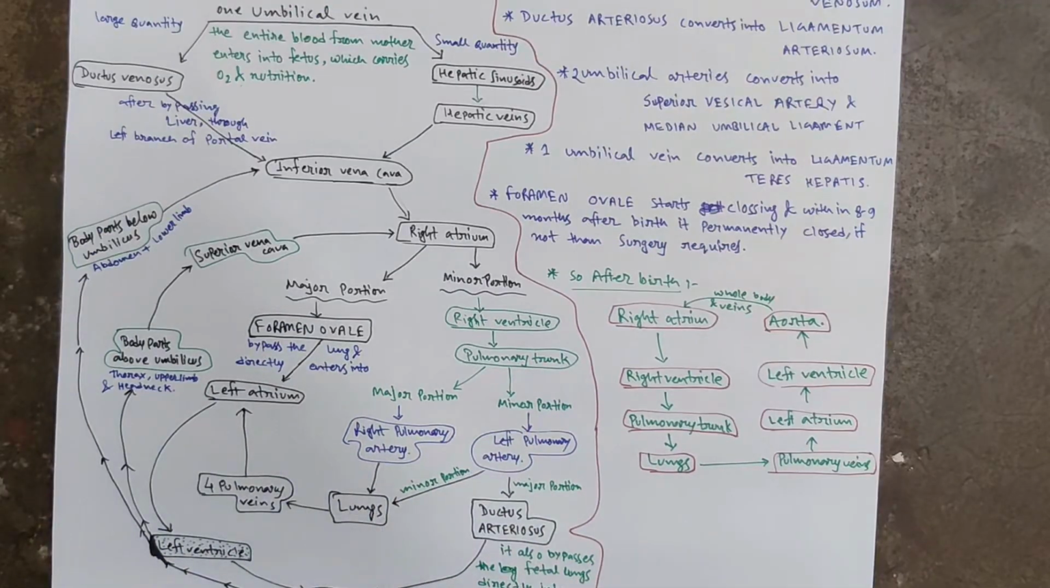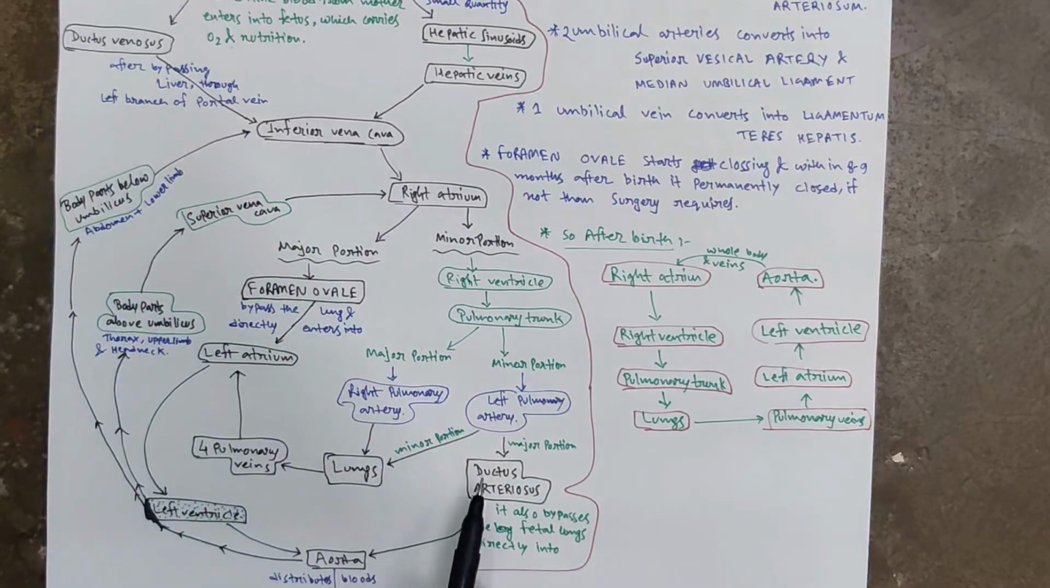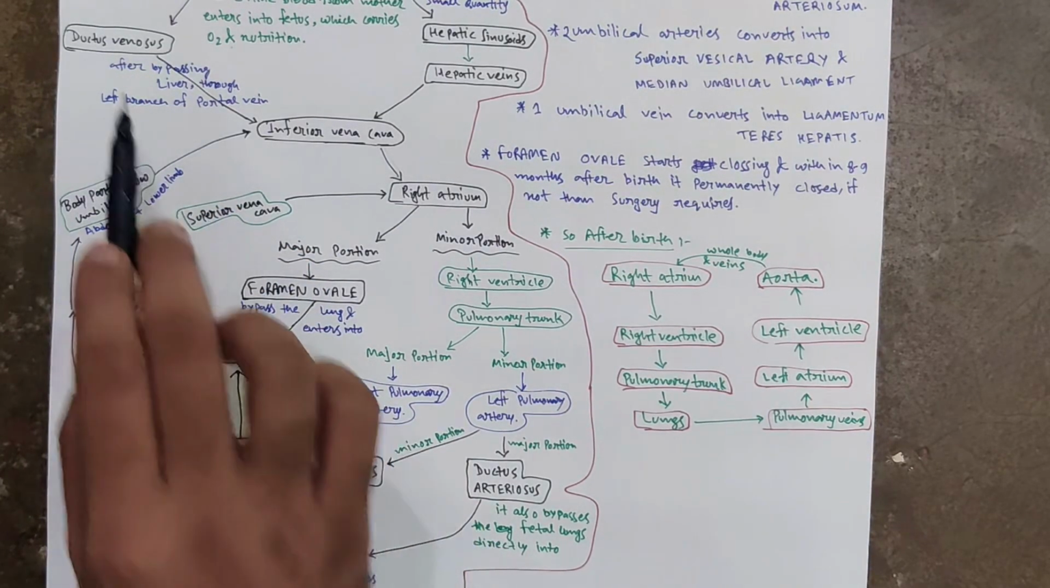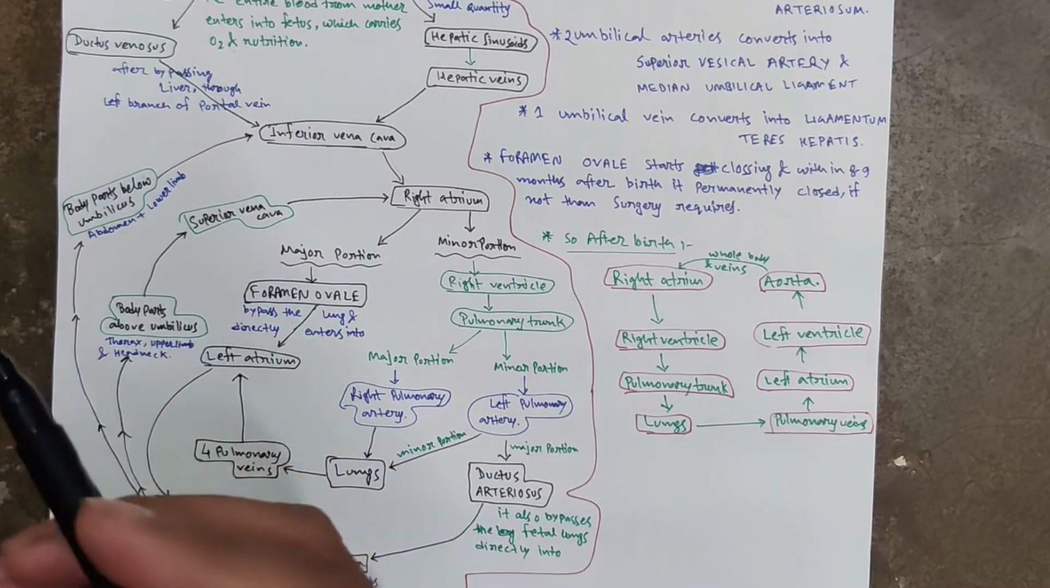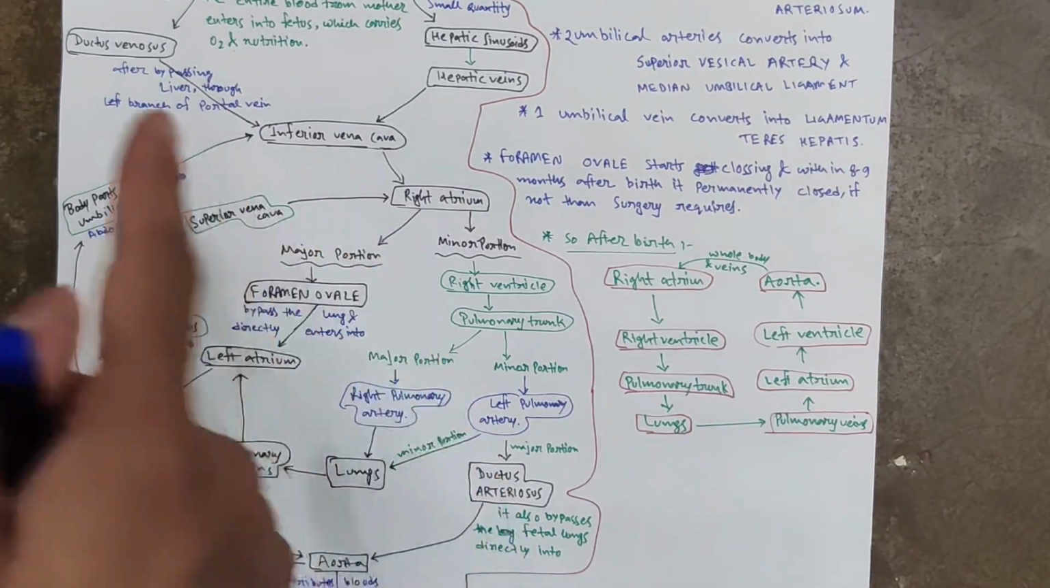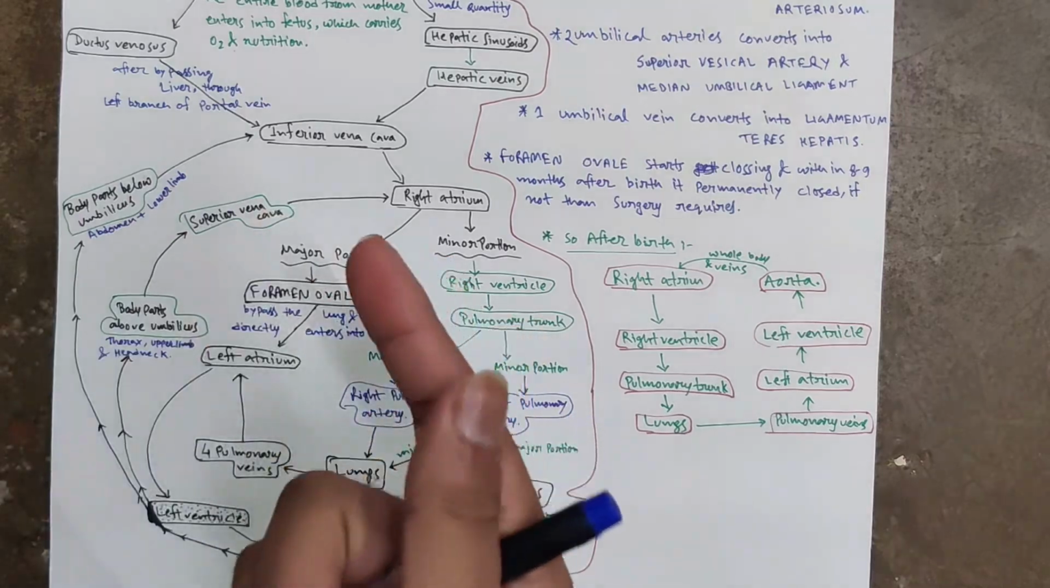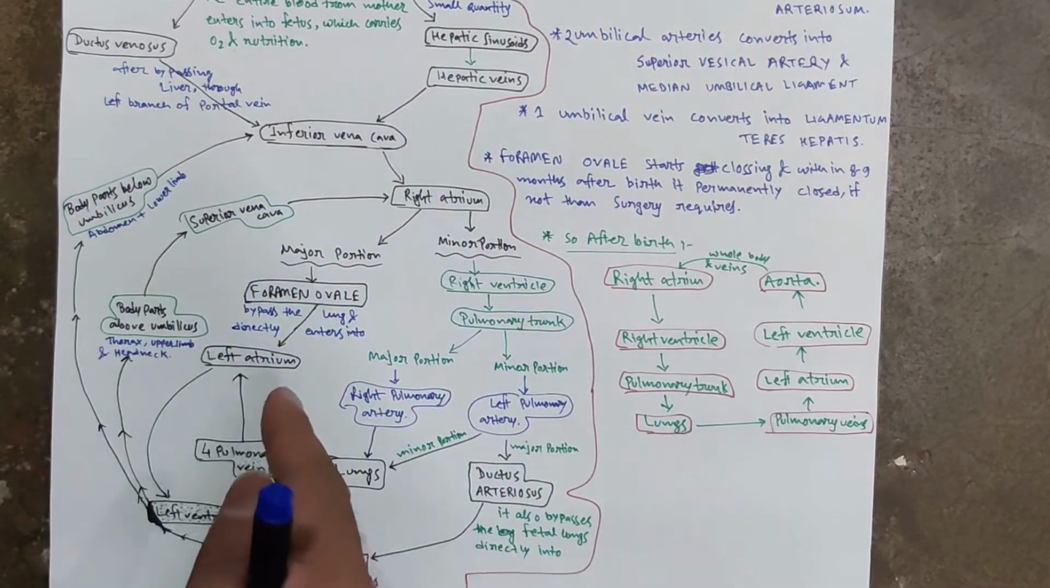Three important points: ductus venosus, ductus arteriosus, and foramen ovale. Through these three, fetal blood does not enter into the lung. It bypasses or takes a shortcut route and directly enters into the heart.